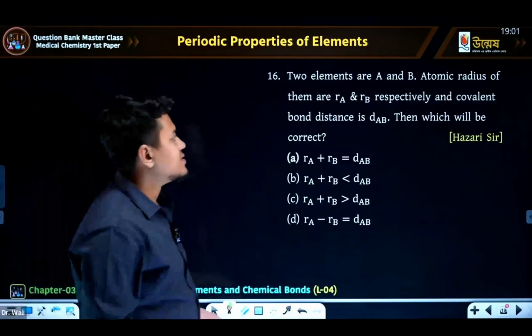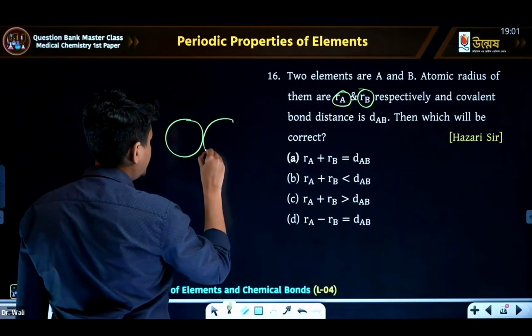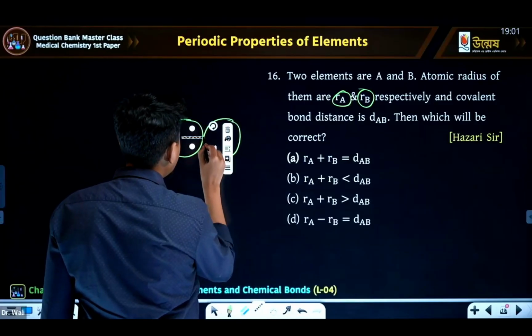Two elements are A and B. Atomic radii of them are Ra and Rb. Suppose this is an element, this is another element. Their radius Ra, Rb.